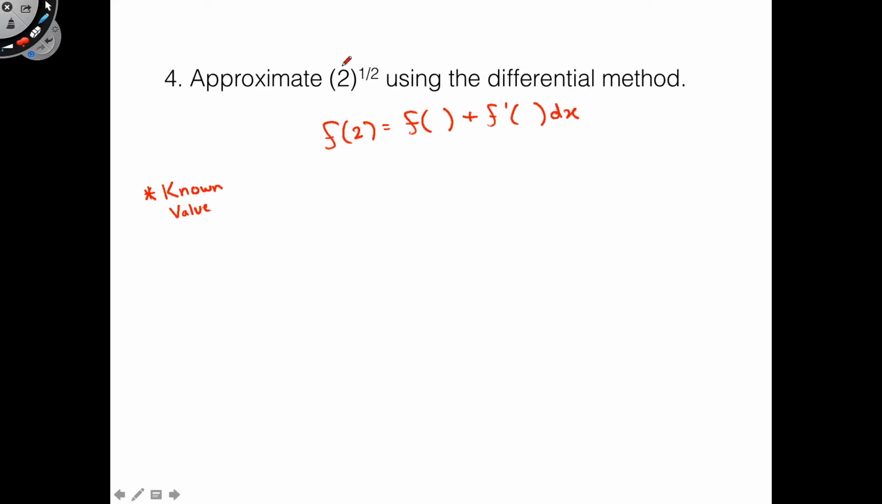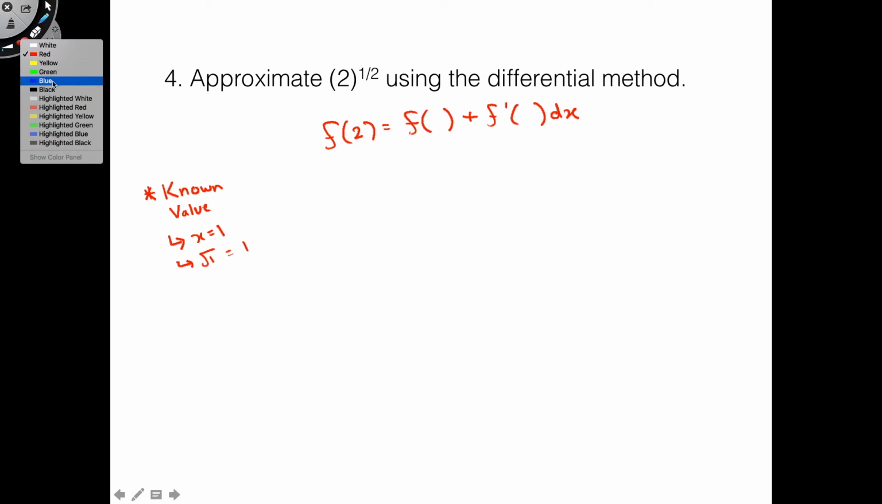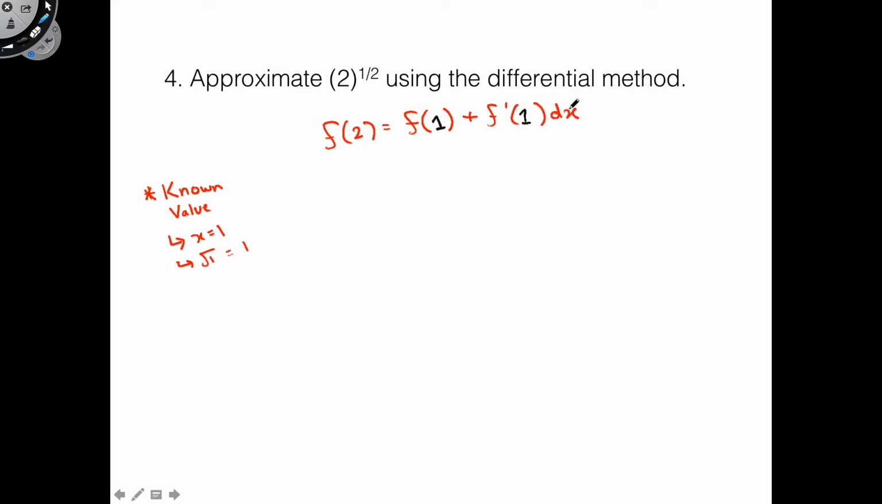So what do we know the square root of that's really close to 2? Now the first thing you might think is 4, but actually if you think about it, we know the square root of 1. And 1 is awfully close to 2, right? So we're going to use 1 as our reference point. And why we can do this is again because we know that square root of 1 is equal to 1. Okay? So that's going to be our known value. So we're gonna say that f of 2 is equal to f of 1 plus f prime of 1, and our dx is the difference between 2 and 1, which is also going to be 1. Okay? So that's what we're going to do now.